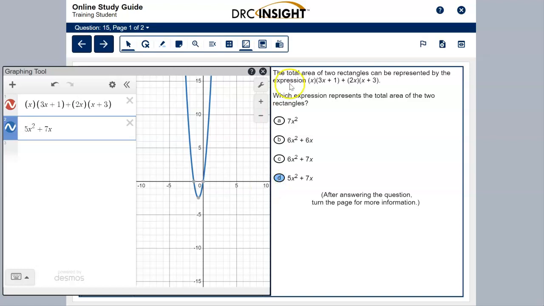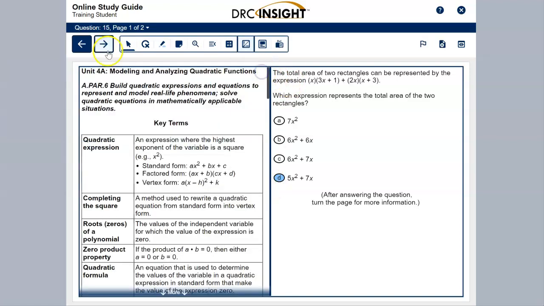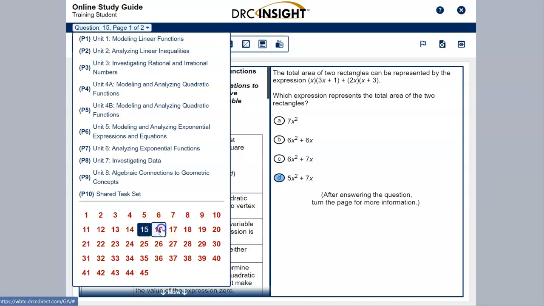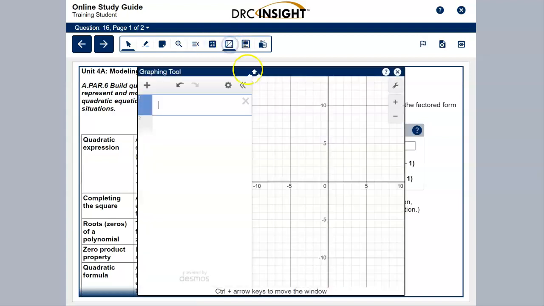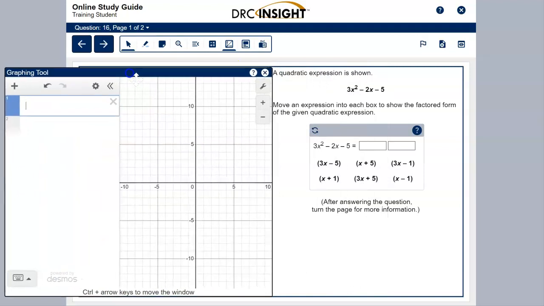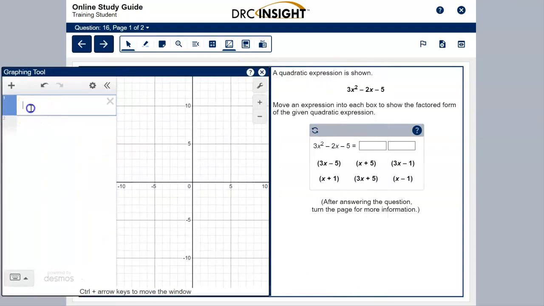Now on each of these screens, you will want to close your graph so that you can click here and see the question numbers. We are going to go to question 16 next. For question number 16, we are given a trinomial, and we're looking for 2 binomials to multiply together to get the exact same function. So go ahead and click on the graphing tool. Let's move it over, and we'll type in the trinomial on the first row.